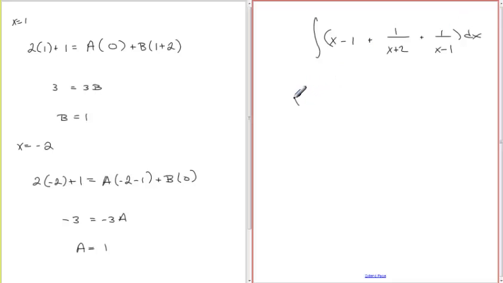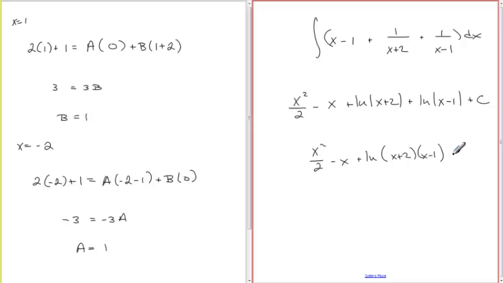So we integrate these. We'll get x squared over 2 minus x plus the natural log of the absolute value of x plus 2 plus the natural log of the absolute value of x minus 1 plus our arbitrary constant c. And again, we can use the properties of logarithms to combine those two. So what will happen is we'll have x squared over 2 minus x plus the natural log of x plus 2 times x minus 1 plus c.